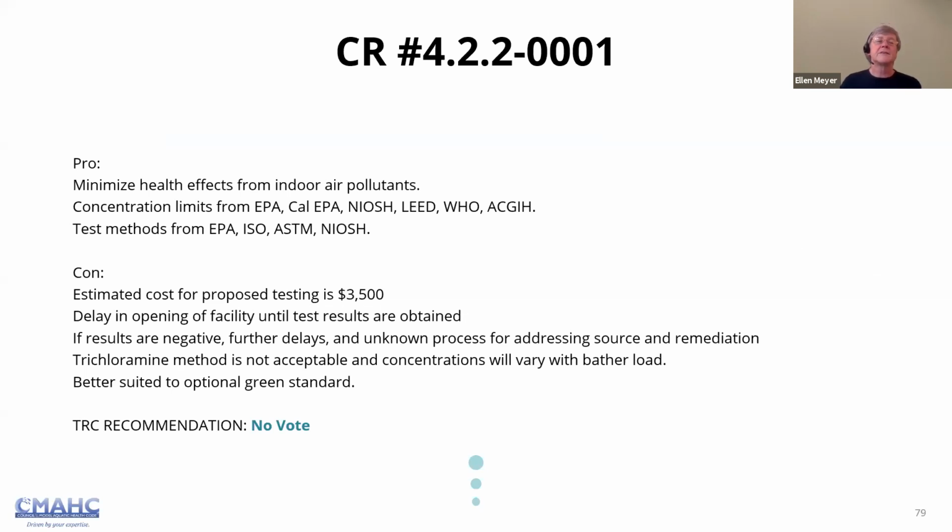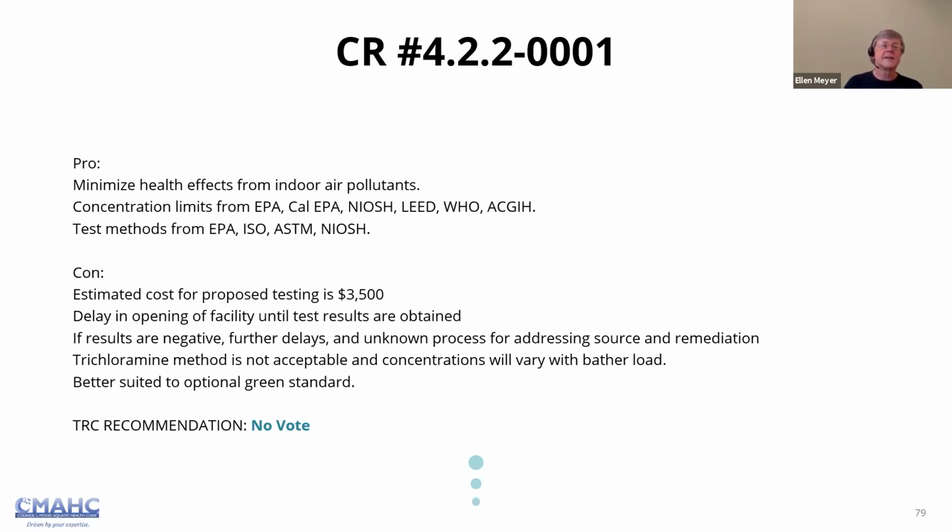The pros are that it would certainly minimize health effects from indoor air pollutants. When you build a new building, there's a lot of different airborne contaminants that can end up from your materials. And so it makes sure that those levels are within safe levels as defined by various organizations. The concentration limits in the change request, some of them come from EPA, some from Cal EPA, some from NIOSH, some from LEED, some from the World Health Organization, and some from the American Congress of Governmental Industrial Hygienists. That's what the ACGIH is.